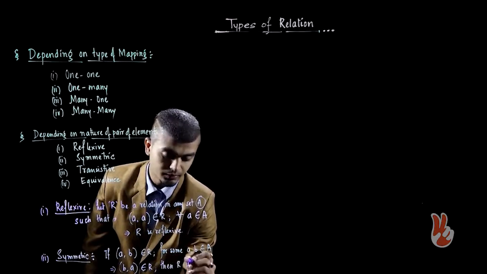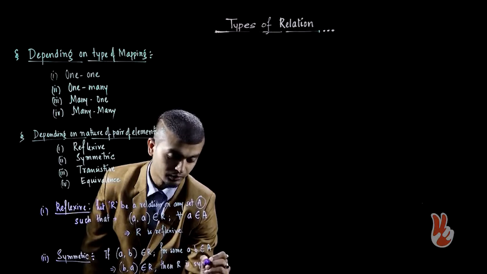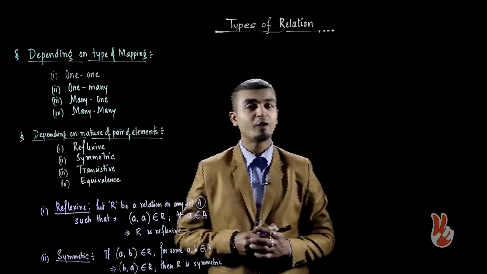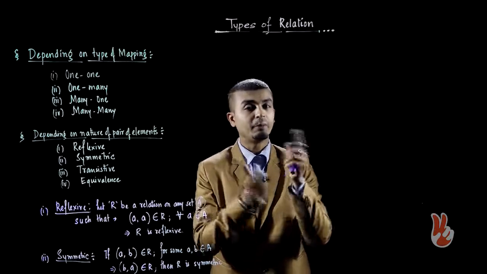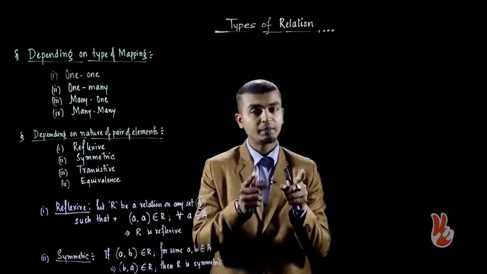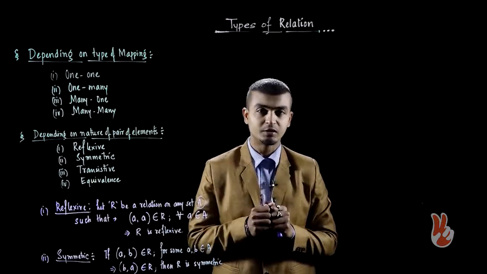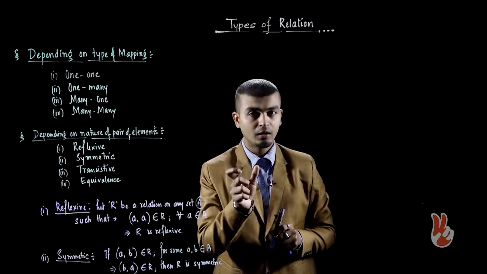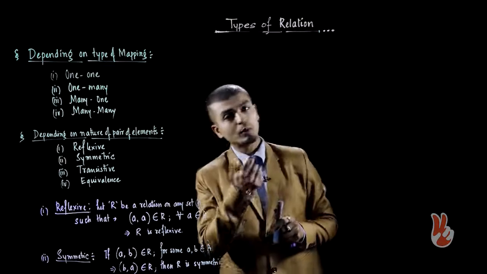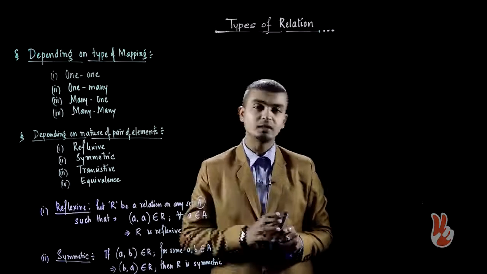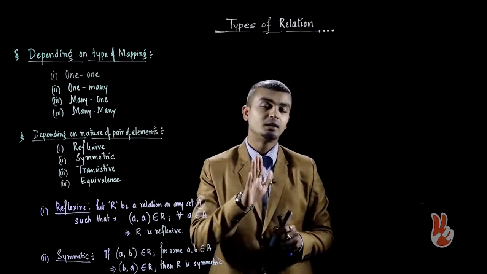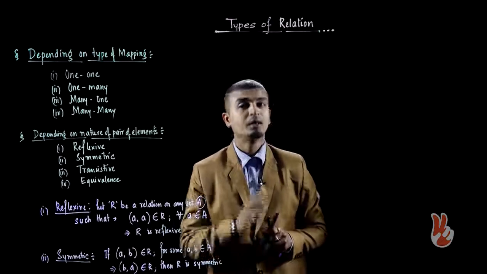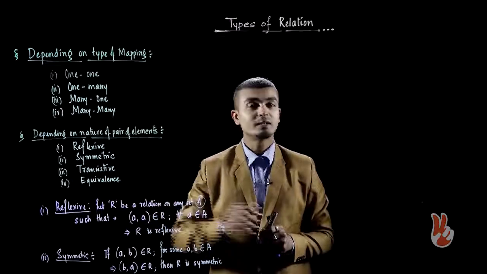then R is symmetric. That means if I can reverse a pair and that pair is also a part of that relation, suppose (1, 2) is present in the relation R, then if (2, 1) is also present in that relation R, then I will say that the relation R is symmetric. Okay? The third one, that is transitive relation.